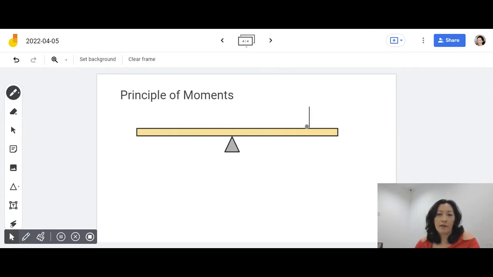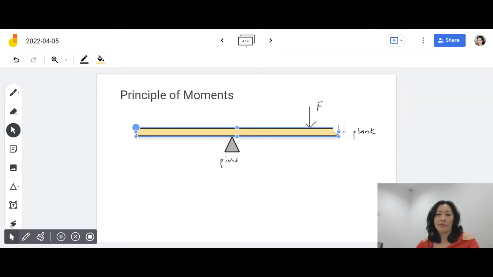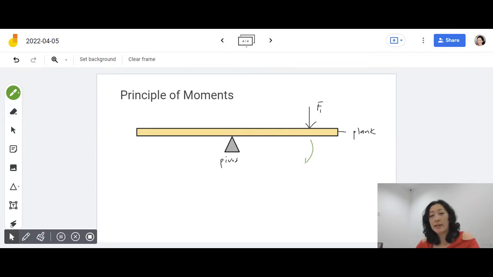Now, if we apply a force here, this force will cause the plank, let's call this a plank, and this is the pivot, it can cause the plank to rotate this way. That's the clockwise direction. So this force, which I'll label as F1, can create a clockwise moment because it's going to cause the object to rotate clockwise. So the turning effect is clockwise. I'm going to write here CW, clockwise moment.